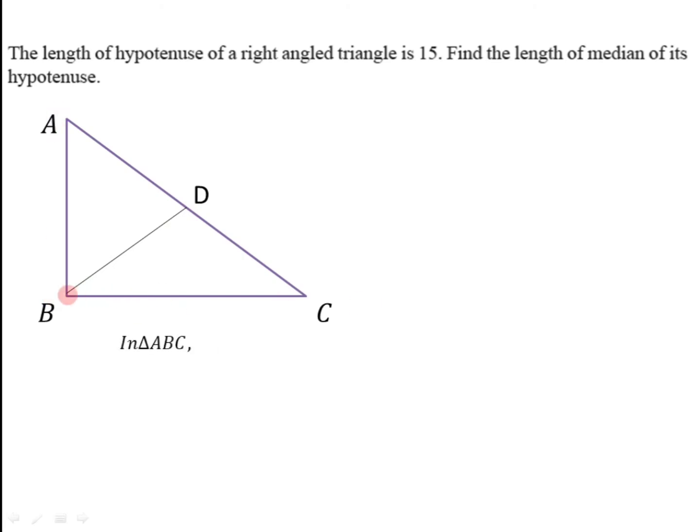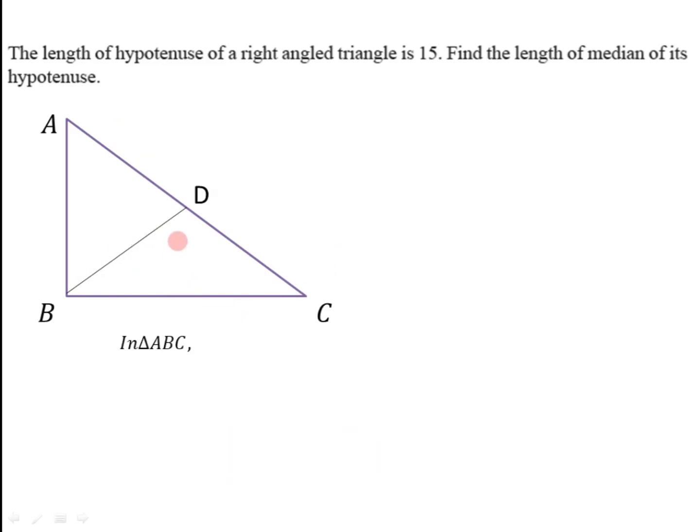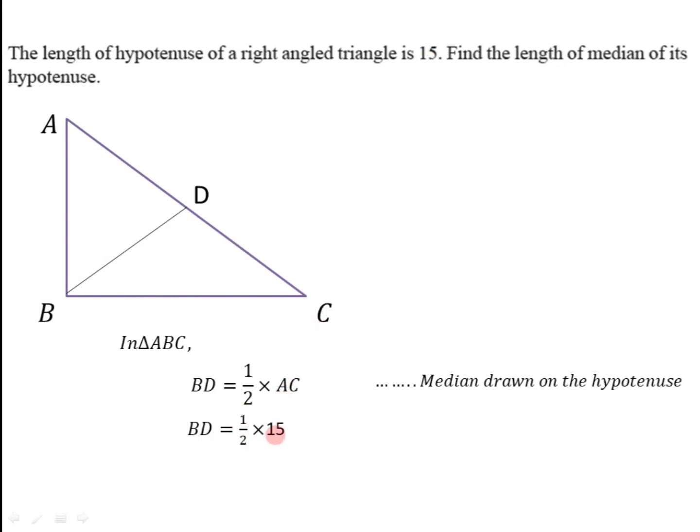For this triangle, as BD is the median drawn on the hypotenuse, by the property of median drawn on the hypotenuse, we have the length of the median is half of the length of the hypotenuse. That is, we have BD is equal to half of AC, as AC is the hypotenuse. And the reason is median drawn on the hypotenuse. So we have the length of hypotenuse AC, that is given to be 15. So we'll replace AC here by 15 to get BD is equal to half of 15. If we divide 15 by 2, we get 7.5. So this is the length of segment BD, that is the length of median of its hypotenuse is 7.5 units.